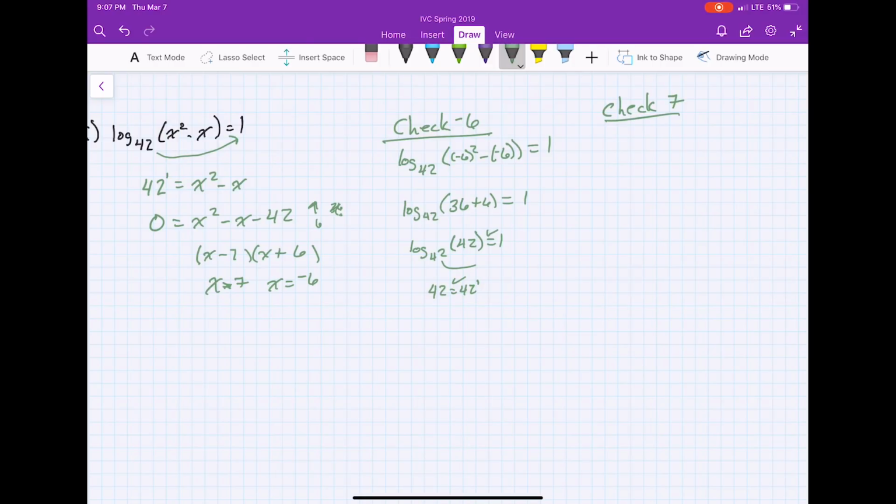All right, so let's check 7. We'll put it into the original equation or function. So we have log 42, and then 7 squared minus 7 equals 1. So that's 49 minus 7. I can already see that's going to be 42, which puts us right back in the same boat that we were at before with the -6. But just to write it all out, log 42 of 42 equals 1, and then that picks up as an exponent. So we see that this checks as well.